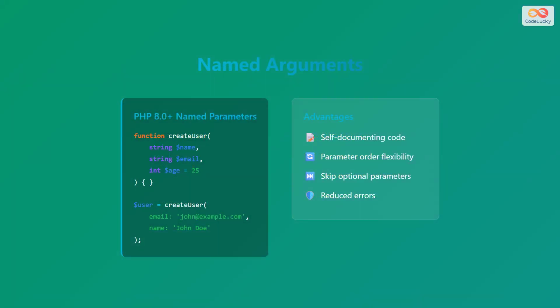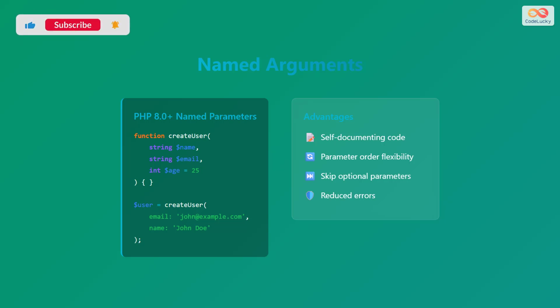Named arguments, available in PHP 8.0 and later, allow you to pass arguments to a function by specifying the parameter name along with the value. Consider this function definition. createUser takes a name string, an email string, and an optional age integer with a default value of 25. We can call createUser using named arguments like this. We specify the email and name parameters directly, skipping the age parameter.